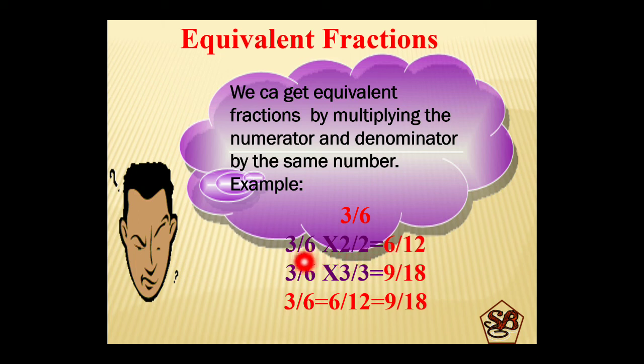If we have to find another equivalent fraction, we multiply the numerator and denominator by 3. 3 3s are 9, 6 3s are 18. So 3 by 6 is equal to 6 by 12 is equal to 9 by 18. If we have to find more equivalent fractions, we can multiply by any number like 4 by 4, 5 by 5 and so on to find as many equivalent fractions as we want.